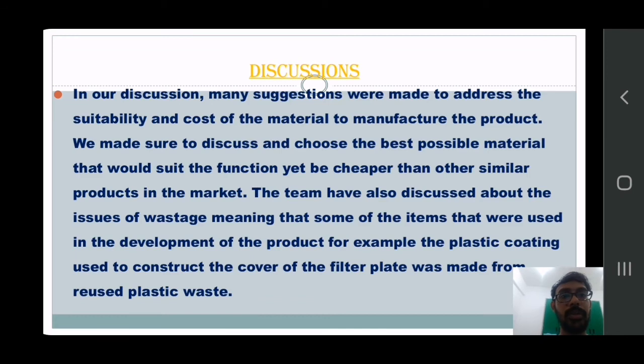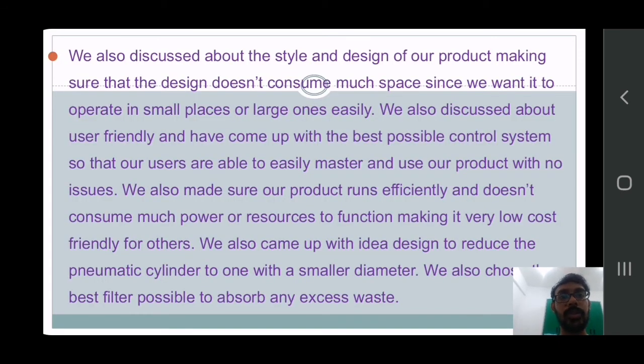The team have also discussed the issues of wastage, meaning that some of the items used in the development of the product, for example the plastic coating used to construct the cover of the filter plate, were made from reused plastic waste. We also discussed the style and design of our product, making sure that the design doesn't consume much space since we want it to operate in small places or large ones easily.